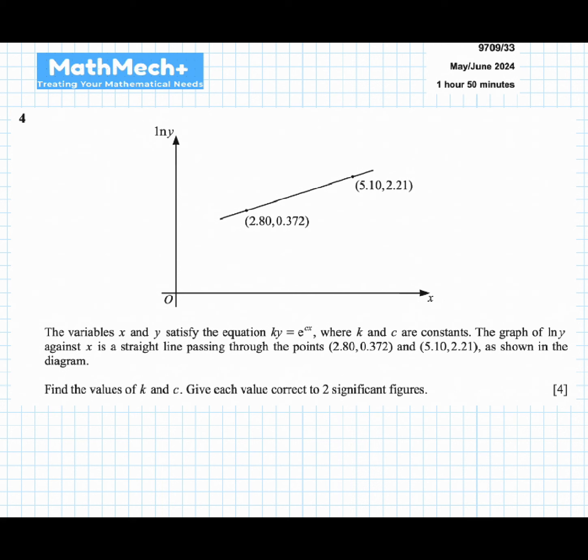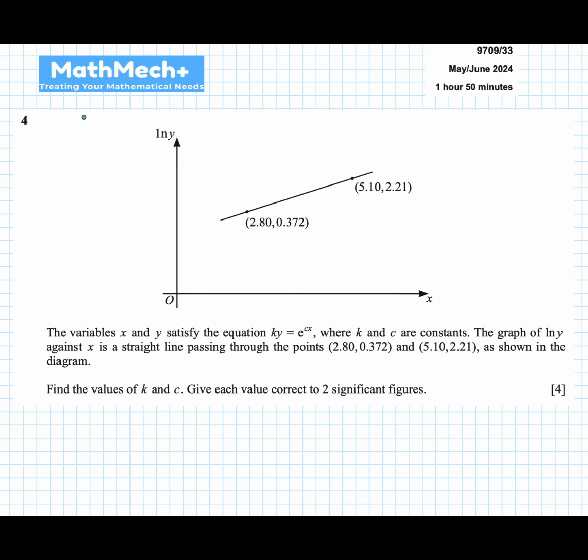and it's just a way of converting something into a simpler form, essentially. So let's have a look. In this semi-log question, we've been given an equation. So ky is equal to e to the cx. And I've already highlighted the variables for x and y. So we're going to take logs on both of these.